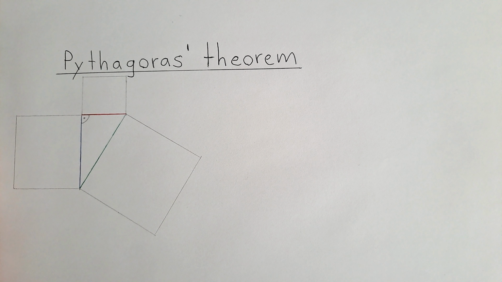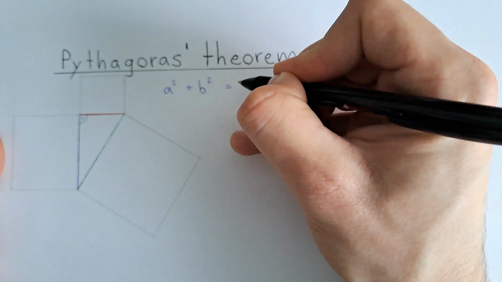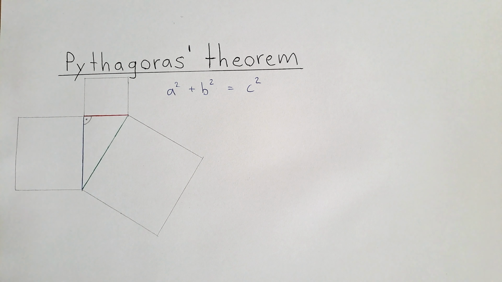If I ask my students what the Pythagoras Theorem says, they answer a squared plus b squared is c squared. Of course, this is correct, but they can't really explain what it means. So in this video, I don't want to show you how Pythagoras found his theorem. That would be too boring for most of you. I want to show you what the Pythagoras Theorem actually means and how you can use it for calculations.